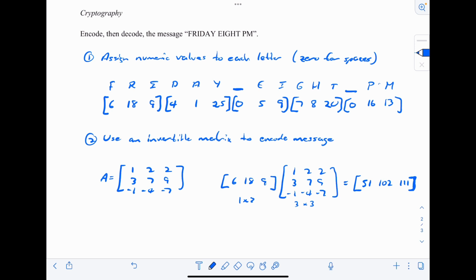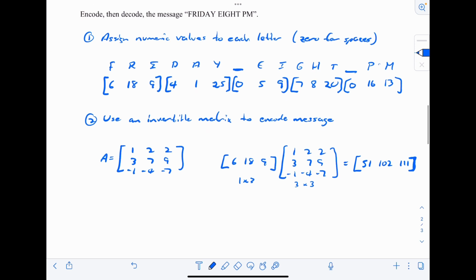Obviously, though, 51, 102, 111 mean nothing to somebody who's just seeing those numbers. And as you think about this, if I send a message with those numbers, how would you get it back to 6, 18, 9 is a real challenge, because there's an infinite number of matrices that could have been used to encode. You also then have to take the inverse of that correct matrix to decode it.